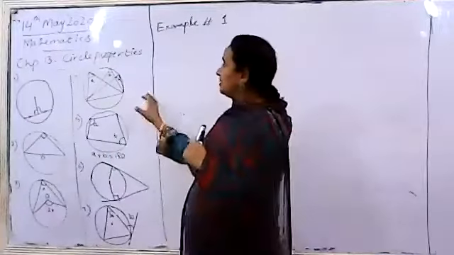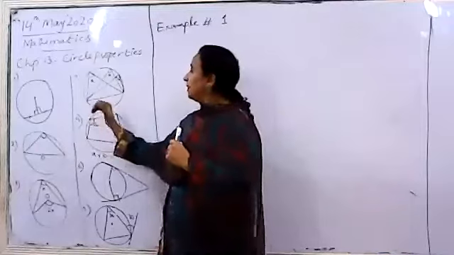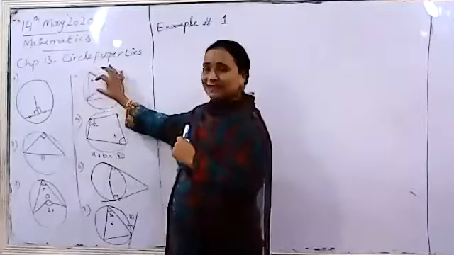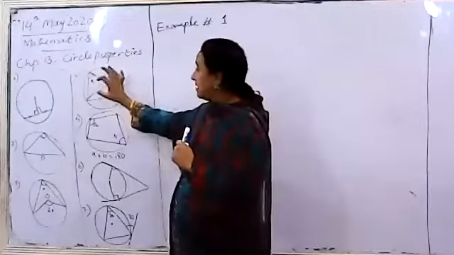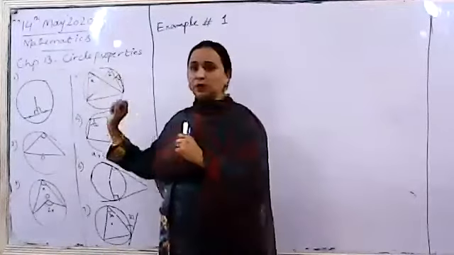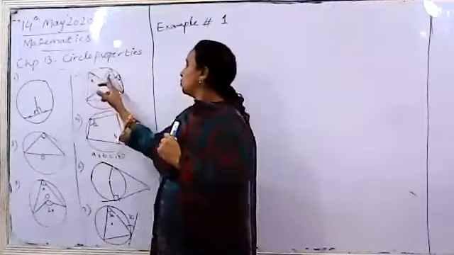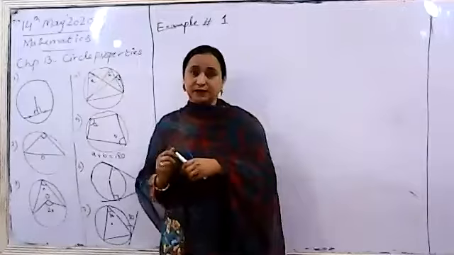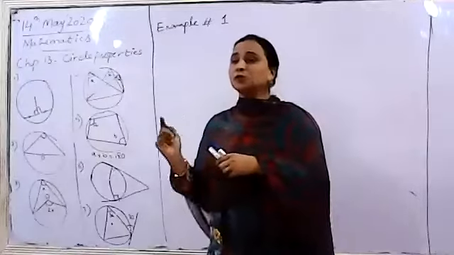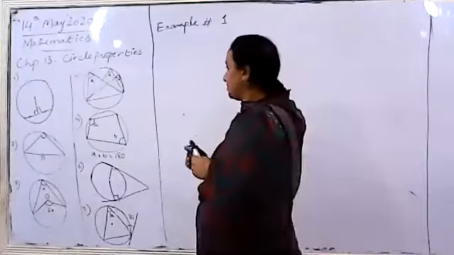Moving further, this is my property number 4, that all the angles made in the same segment are all equal. That if it is 30, this would also be 30, this would also be 30. Make sure that these angles should be on the circumference.